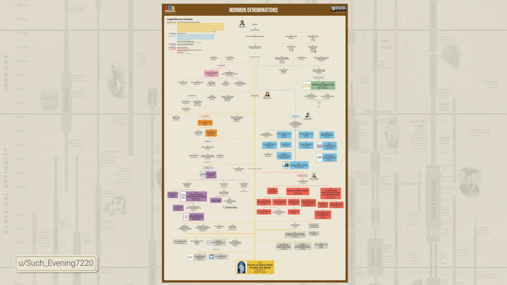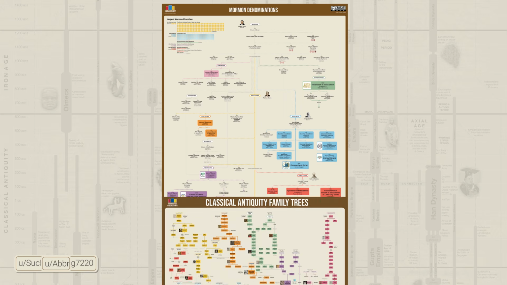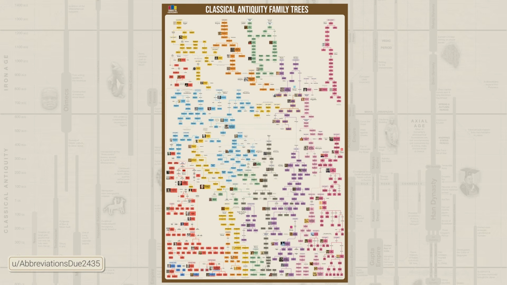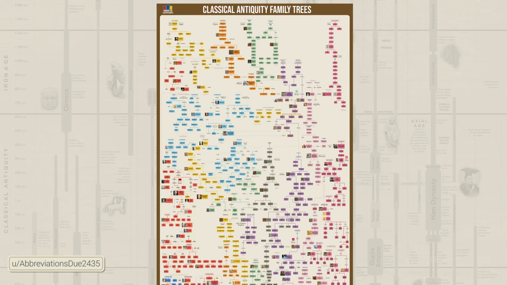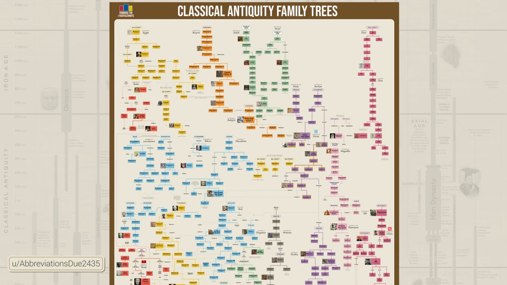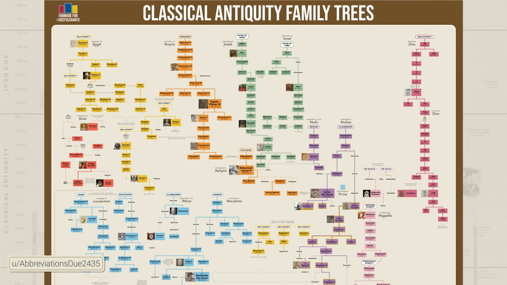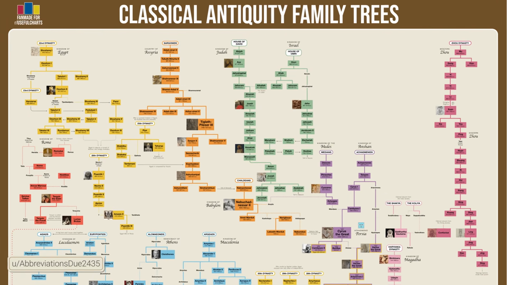Okay, my final pick was posted just 2 weeks ago, but is so impressive that I just had to include it. It's this classical antiquity family trees. Like the Italian royal family tree, it nails my style and looks like something produced officially by Useful Charts.